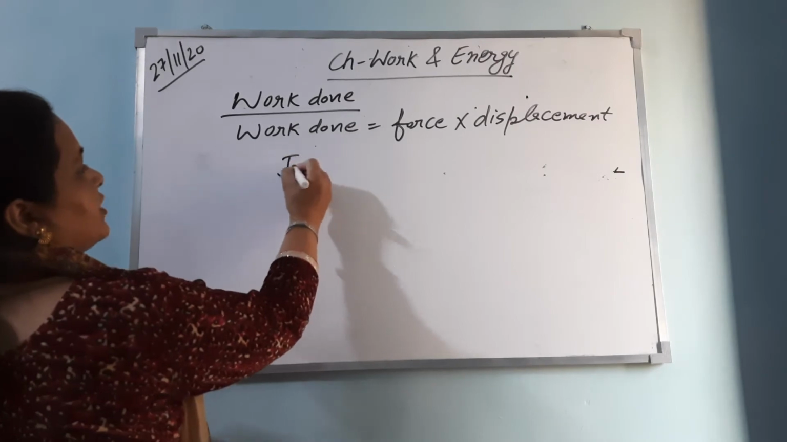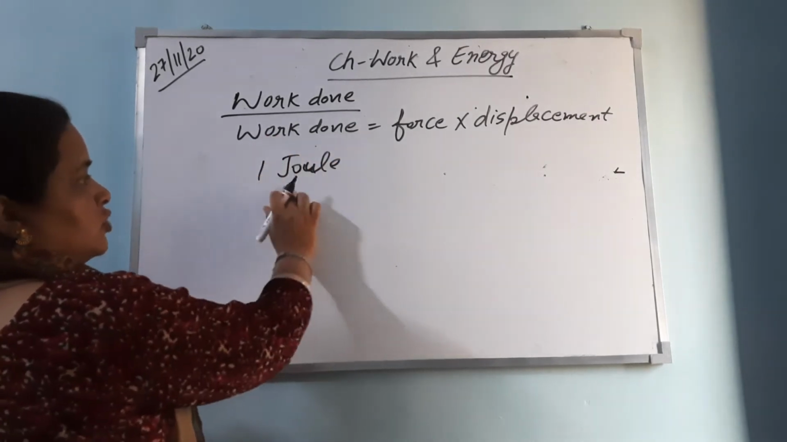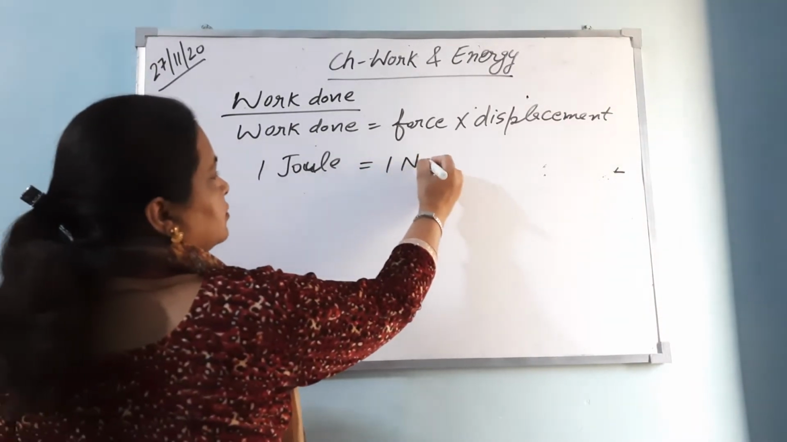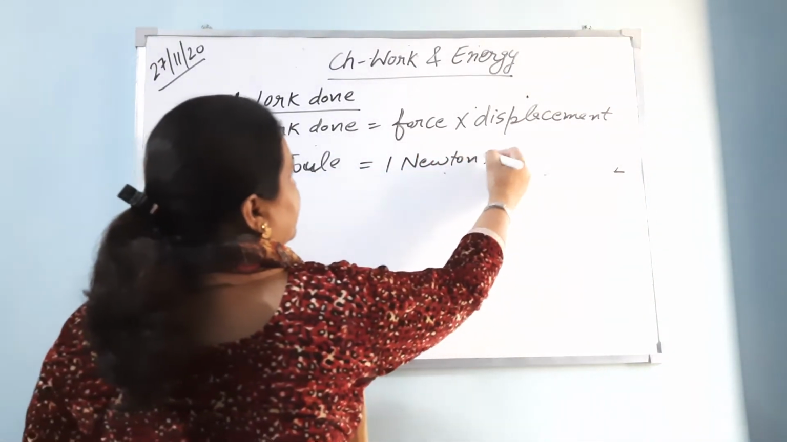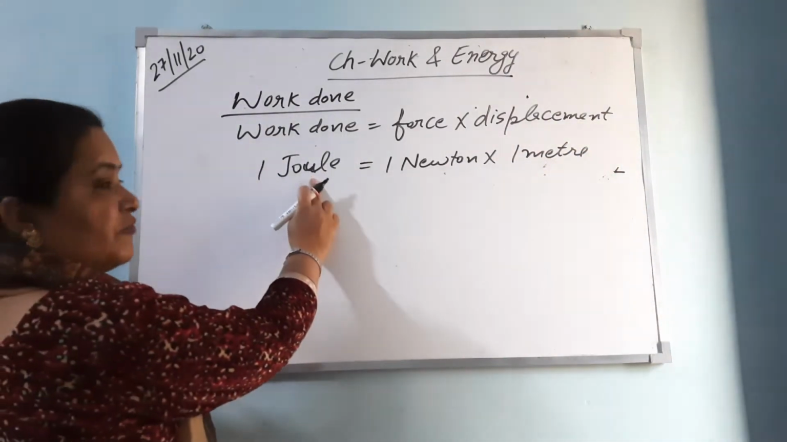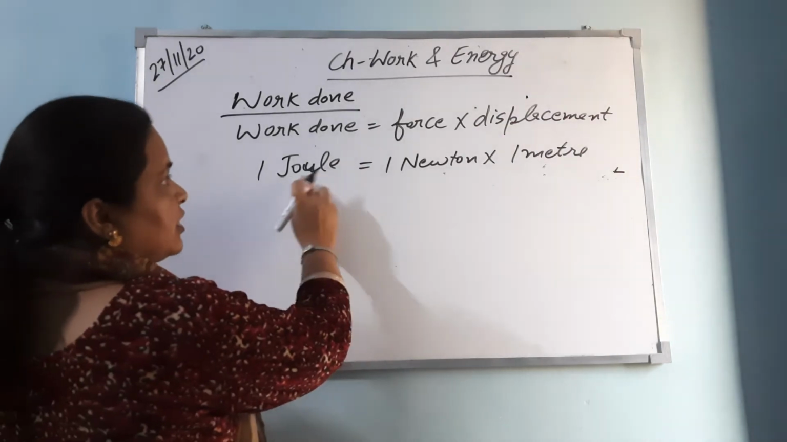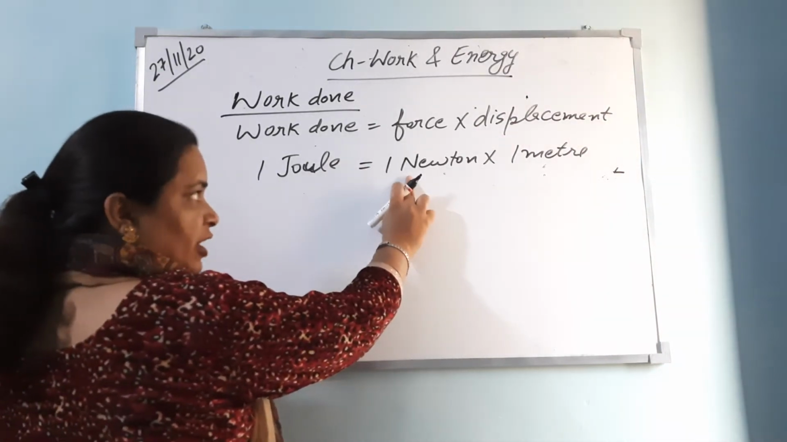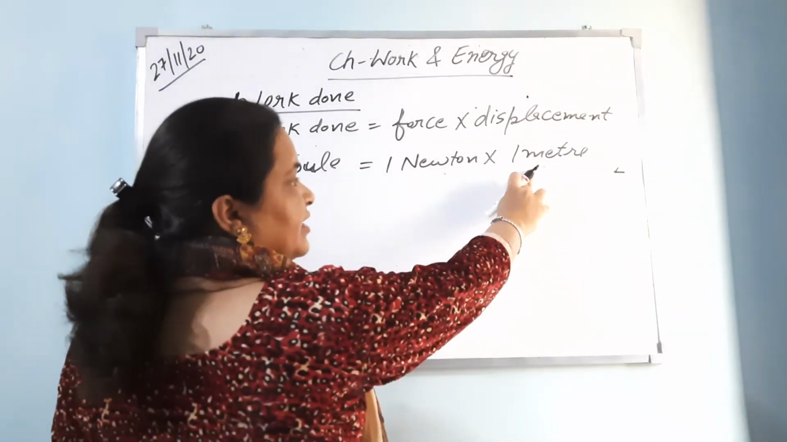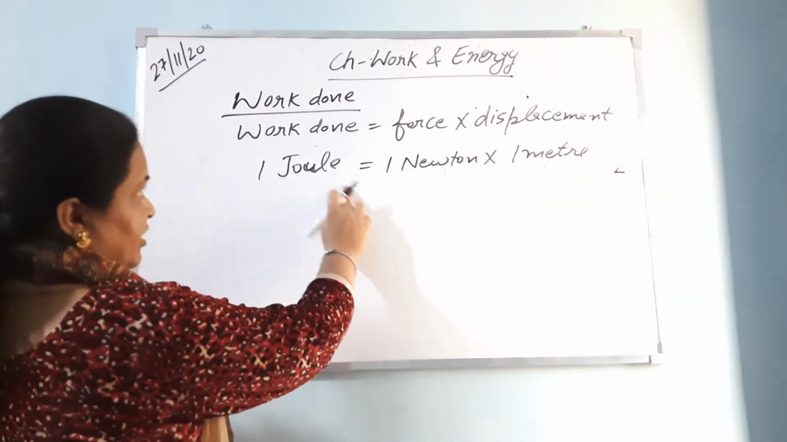The unit of work done is joule. So 1 joule is 1 Newton into 1 meter. How will you define 1 joule? If the teacher asks you to define 1 joule, 1 joule is the amount of work done when 1 Newton force is applied and it displaces a body through a distance of 1 meter. So that is the definition of 1 joule.